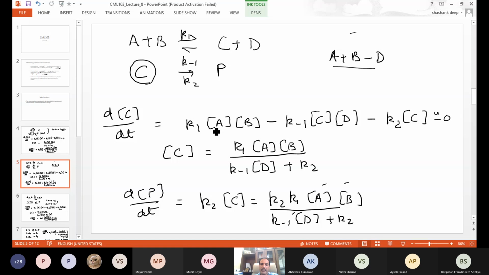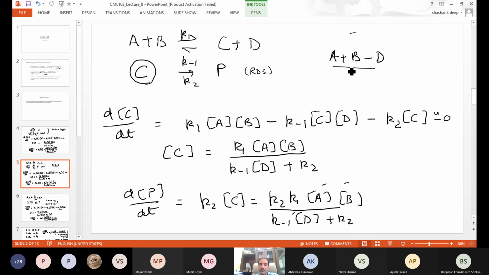state approximation and this is RDS, rate determining step. Then dC by dt is equal to K1 A into B minus K minus 1 C into D, minus K2 into C, which should be equal to 0. From that I can get the value of C. C will be K1 A into B divided by K minus 1 D plus K2. And so dP by dt, rate of reaction, is K2 into C. And so this will be K1 K2 A into B by K minus 1 D plus K2.